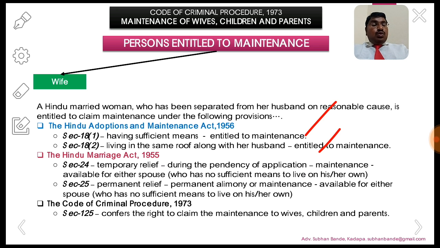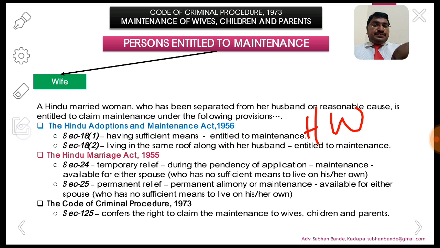A wife who is living in the same roof along with her husband, she has not been separated from her husband, can entitle the maintenance from her husband as under section 18 subsection 2 of Hindu Adoptions and Maintenance Act 1956. This is the first remedy available for the wife in order to obtain the maintenance. It is available only for Hindu women.